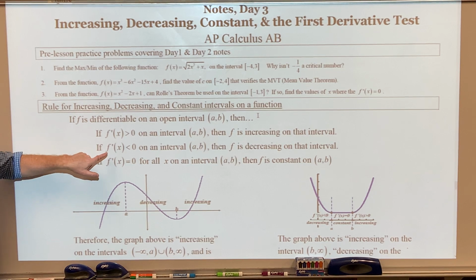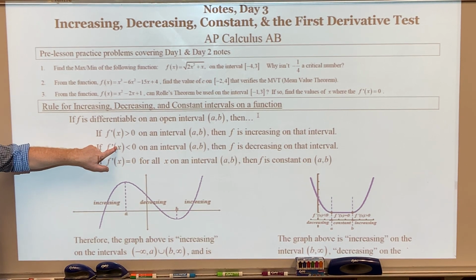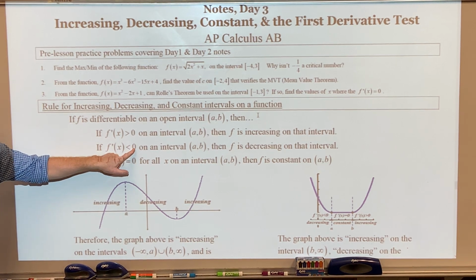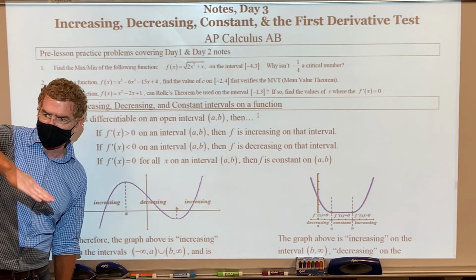Okay. Second thing, if the derivative of a function at a particular value, or on a particular interval, is smaller than 0, that means slopes are negative, then it must be decreasing.